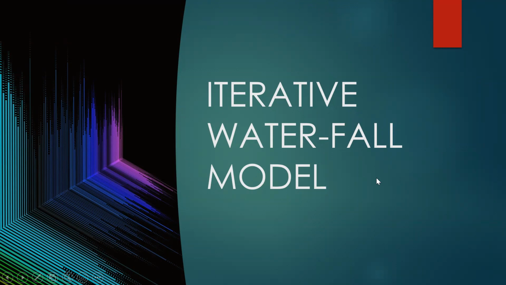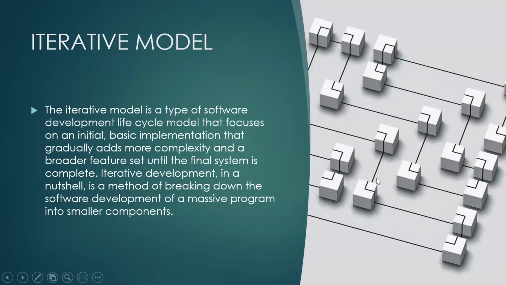So let's discuss what the iterative model is. The definition: the iterative model is a type of software development lifecycle model that focuses on an initial basic implementation that gradually adds more complexity and a broader feature set until the final system is completed. Iterative development in a nutshell is a method of breaking down the software development of a massive program into smaller components. So this is the basic definition. Let me give it in brief.